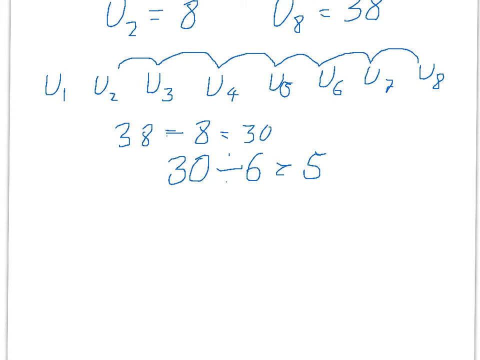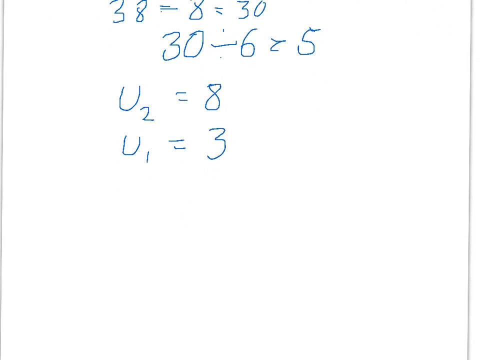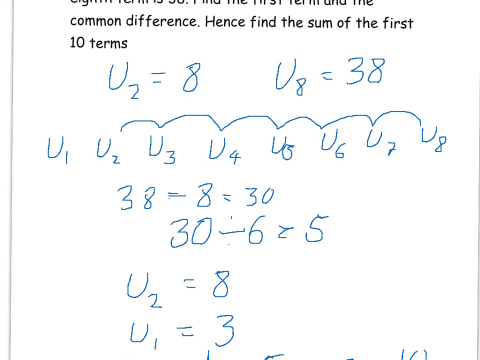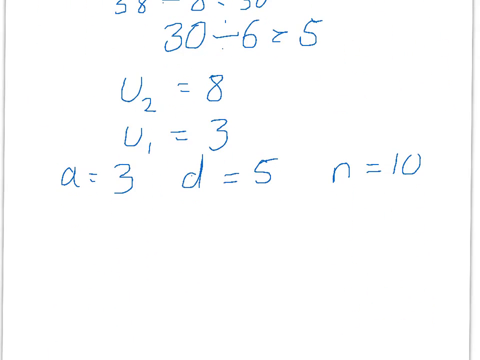Now we know the common difference, and we know that u2 is 8. We can just take 5 off from 8, and we get the first term, which is 3. So now we know for this sequence that a is equal to 3, d is equal to 5, and then we're told that we want to find the sum of the first 10 terms. So hence find the sum of the first 10 terms.